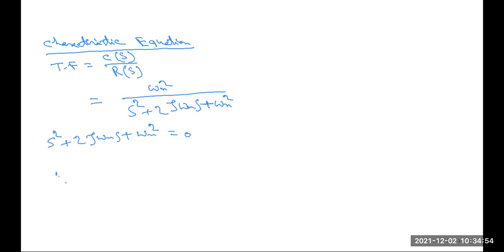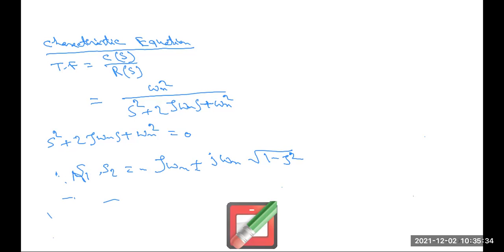So now we have to write S1 and S2, which is equal to minus zeta omega n plus minus j omega n root over 1 minus zeta square. Okay, so this S1 and S2 are called the two roots of this second order control system.